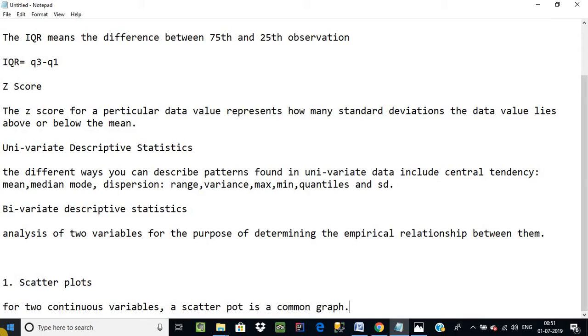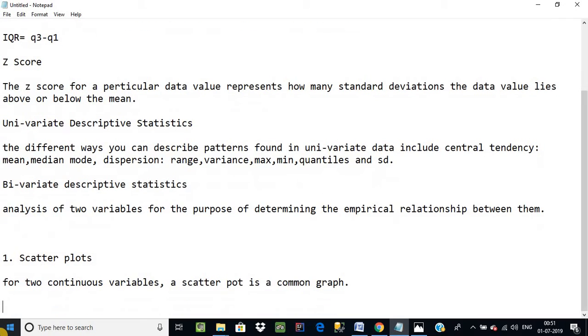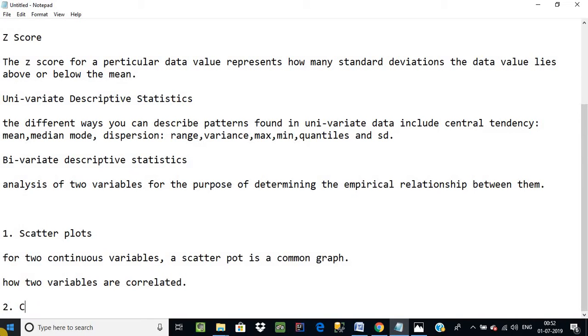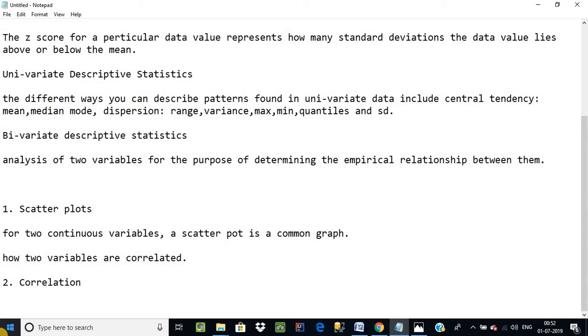Scatter plots are also called correlation plots because they show how two variables are correlated. What relation two variables share with each other is explained by scatter plots. Now we'll discuss what correlation is. Correlation is a mathematical term that you must be aware of. It is a statistic intended to quantify the strength of the relationship between two variables.